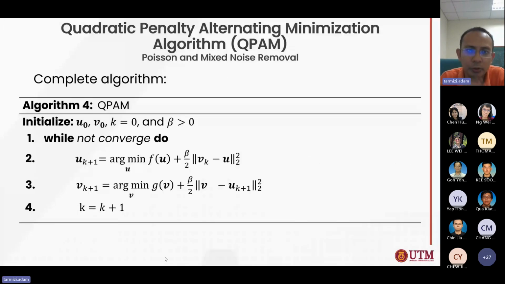So this is the QPAM algorithm. One of the differences in the QPAM algorithm between the ADMM and the AMA algorithm is that we are just minimizing the primal problem. There's no Lagrange update. We just have alternating minimization between variable U and V.